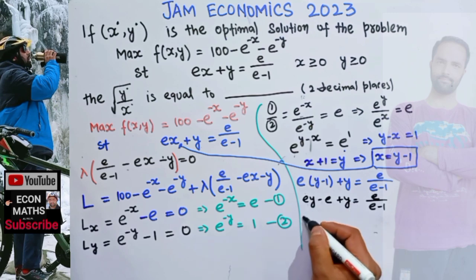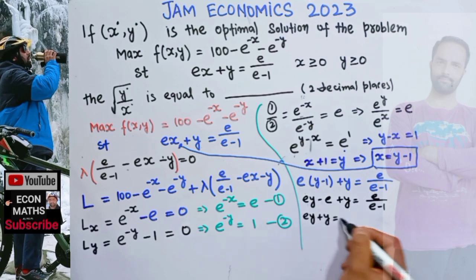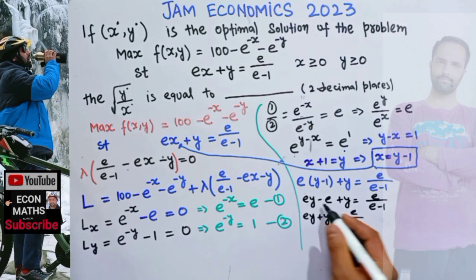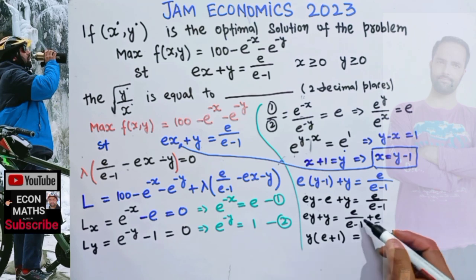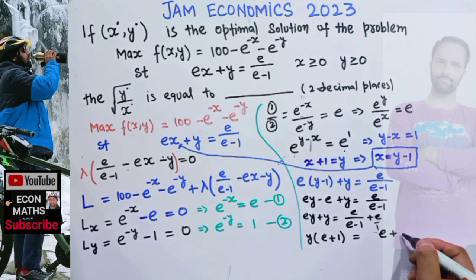So we have ey plus y is equal to e divided by e minus 1. Transposing this e, it will get added. Or we can take y common and we will be left with e plus 1 on the LHS here. Let's multiply. So we have e plus e square, e plus e square minus e divided by e minus 1. So e and e get cancelled.